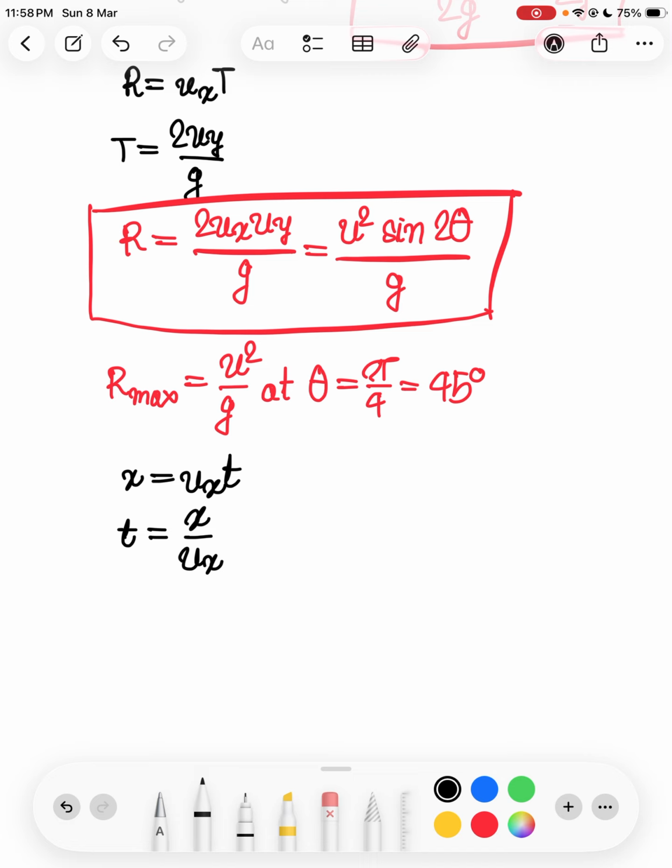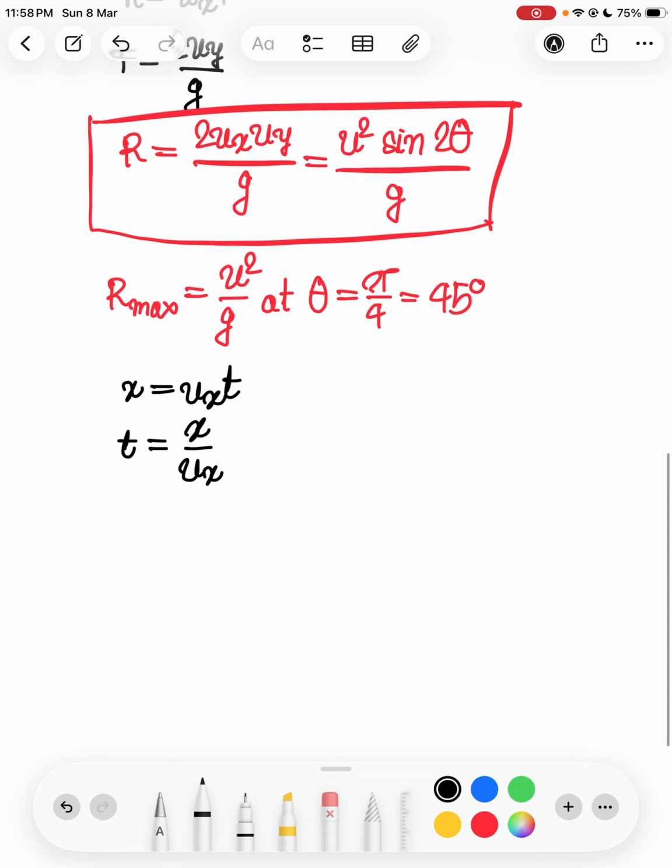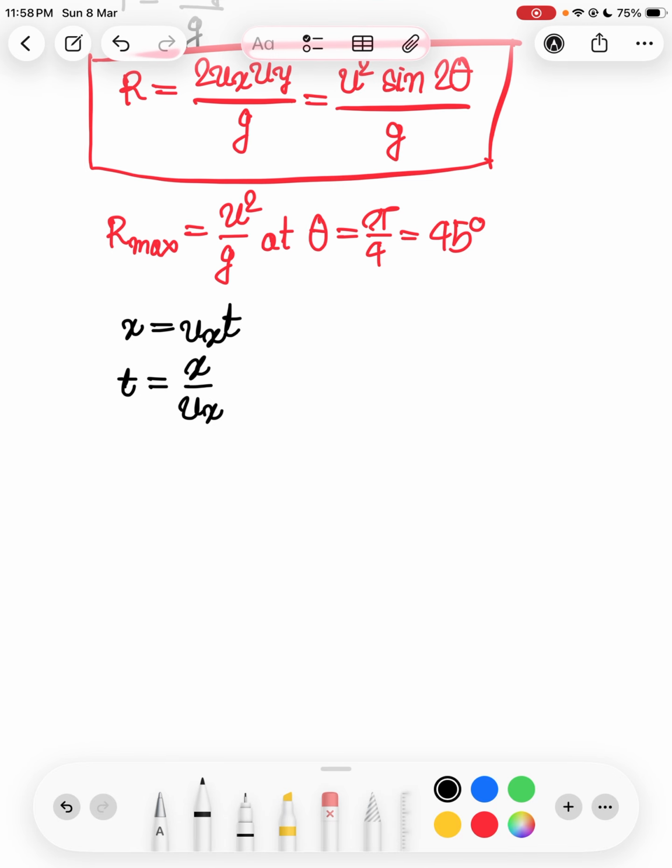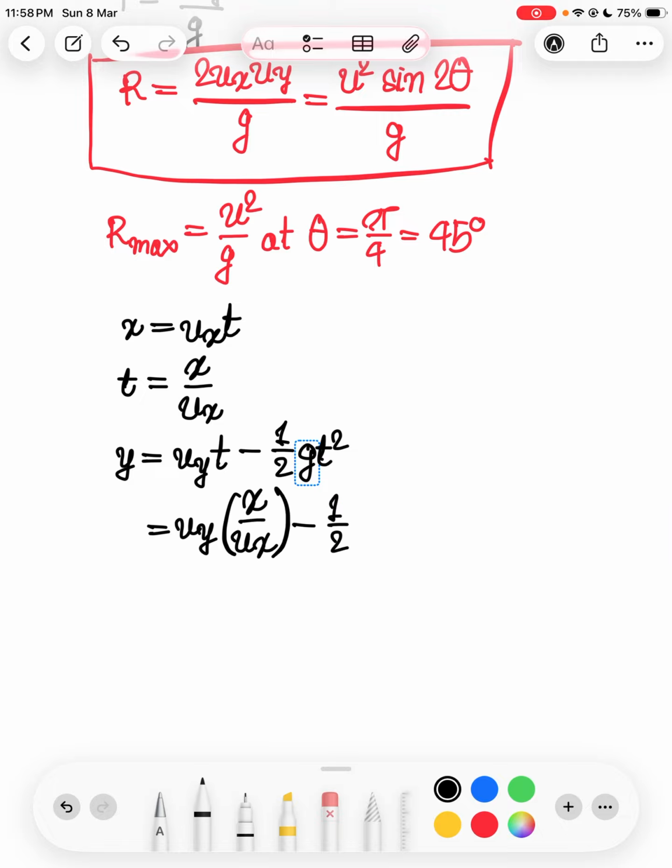Okay, so we have got a value of t here. So now let's just write this value of t in the equation of y. We had y is equal to uy t minus half g t squared. Let's just substitute it here. So uy into x by ux minus half into x by ux and this whole square.